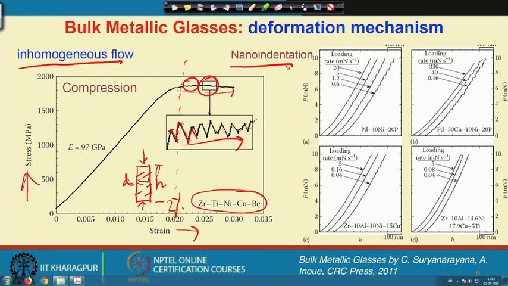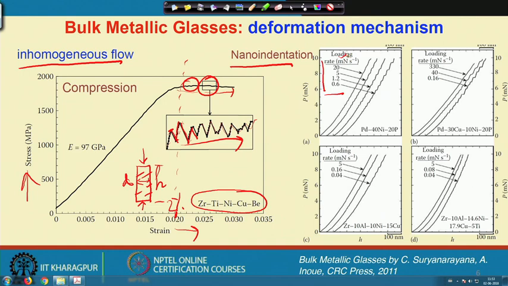Now, very similar behavior people have also observed in nano indentation. During nano indentation, since it is an instrumented indentation, we are capable of measuring the indentation depth with the given load or strain rate. So, we can vary the loading rate. Here you can see the unit is millinewton per second, which means the loading rate has varied. Here also it is millinewton per second. So, a higher loading rate means a higher strain rate is expected.